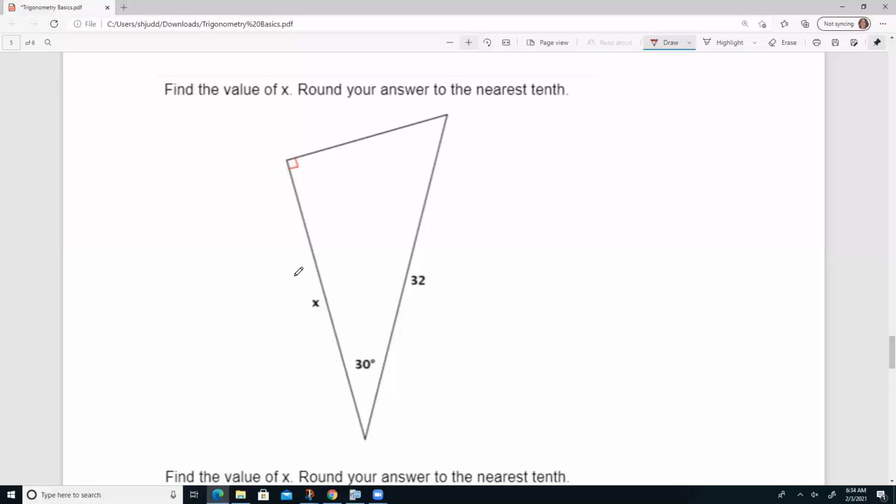Let's use trig ratios to solve for the side lengths of a triangle. So if I'm looking at this triangle, I have this reference angle here, and there's my right angle, so that makes this the hypotenuse. And this is right next to my reference angle, which makes this my adjacent side. So I need to figure out which trig ratio to use.